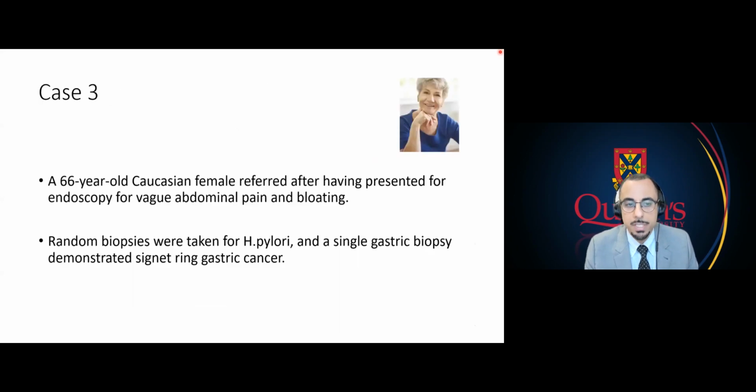So this case was a 66-year-old lady. She was referred after having some nonspecific abdominal discomfort and bloating. So she was going to have an upper endoscopy to rule out celiac and H. pylori. Random biopsies were taken for H. pylori, and then a single biopsy came back and showed signet ring carcinoma. So she was then sent to me to assess endoscopically.